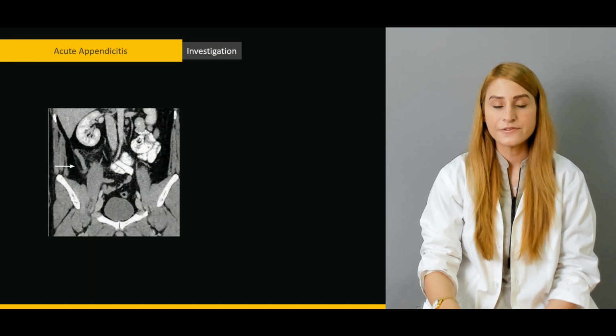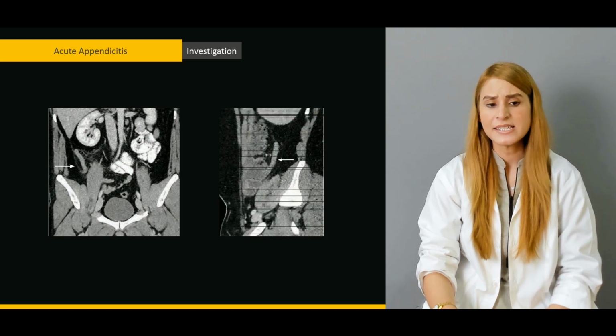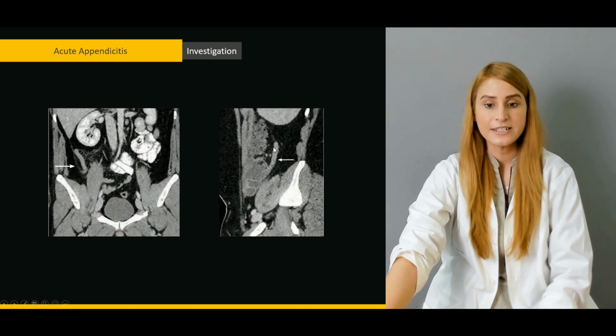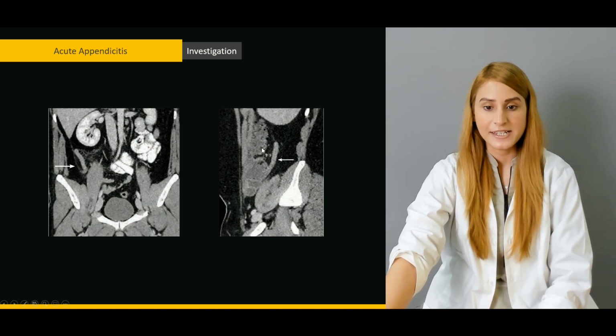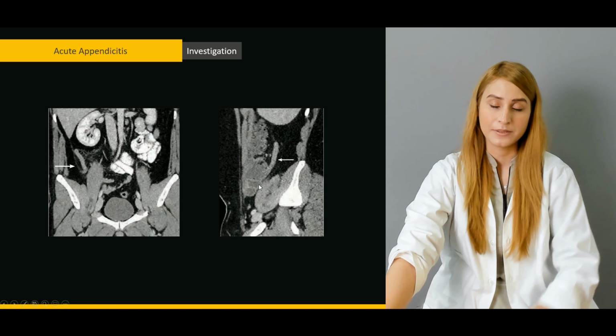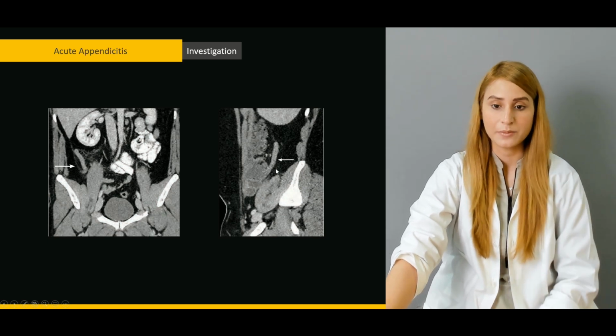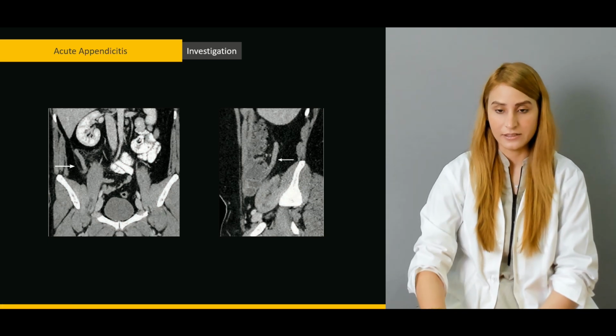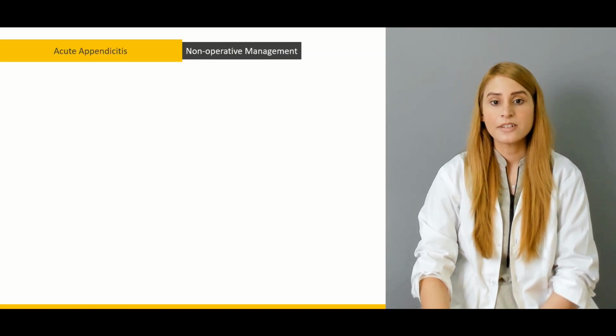The gold standard for acute appendicitis is the CT scan abdomen. You can see here in the CT scan, this is the cecum, and the base of the appendix is attaching to the cecum, and this is the dilated loop which is being seen in the right iliac fossa. So this is about the investigation.